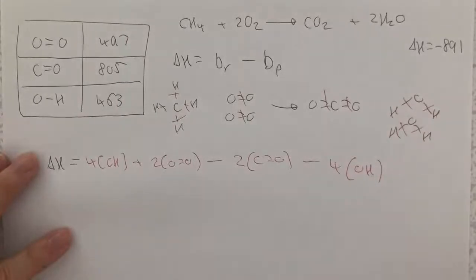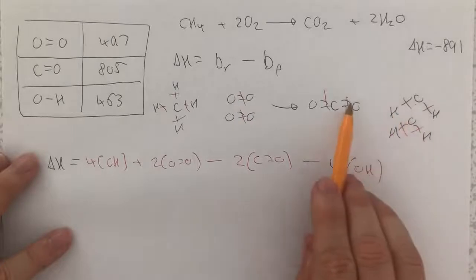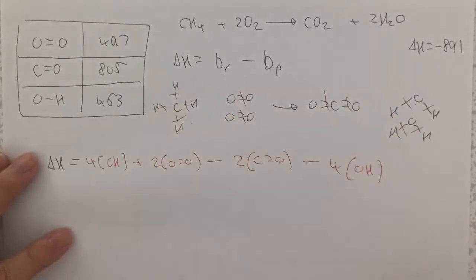4. Let's go back and check our diagram. Is there any crosses we've missed out? Any bonds I've not crossed out? Nope, everything's crossed out. I'm good to go.